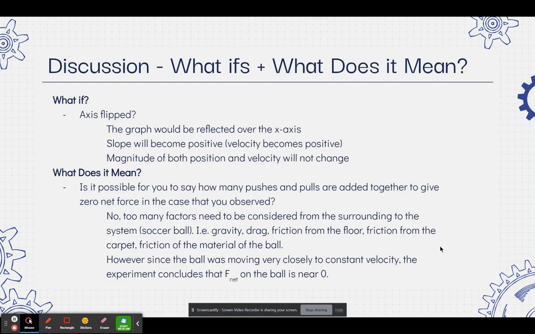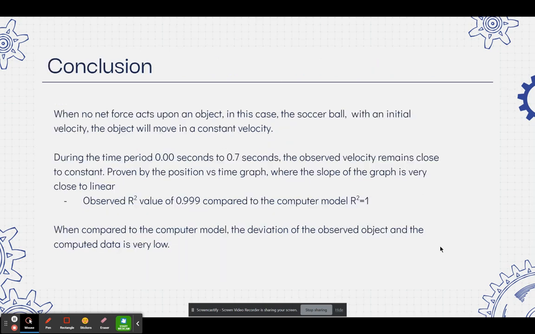And here are some what-ifs, and what does it mean? If we flip the axes, the graph will be reflected over the x axis, the slope will become positive, but magnitude and position will not change. It's not possible for us to say how many pushes and pulls from the surroundings there are, because there's just too many things to consider, like gravity and drag. However, since the ball is moving very close to constant velocity, the experiment concludes that net force is near zero.